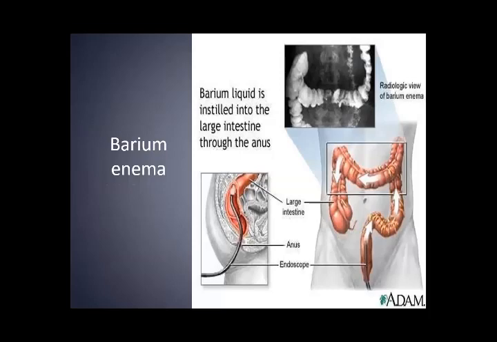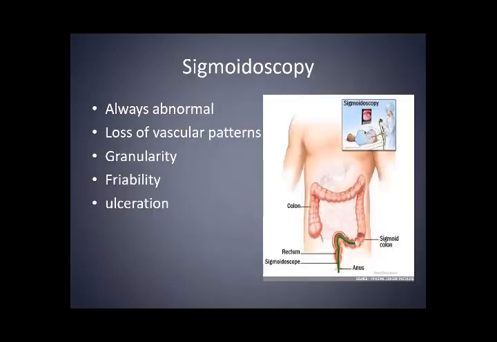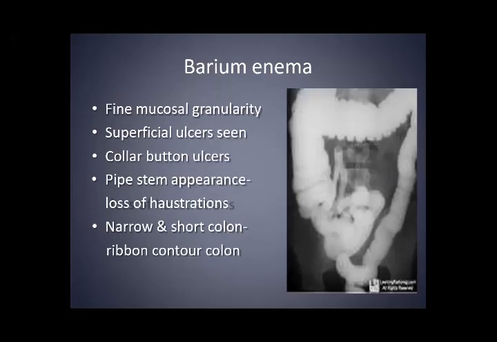If we go for barium enema, you can see the normal gut looks like a very good large gut with a haustral pattern. But in ulcerative colitis, you can see the fine mucosal granularity with superficial ulcers, collar button.